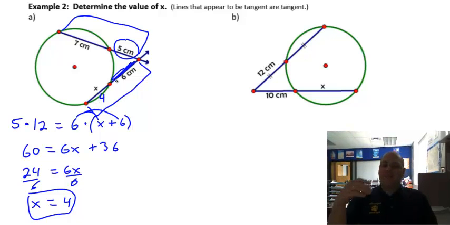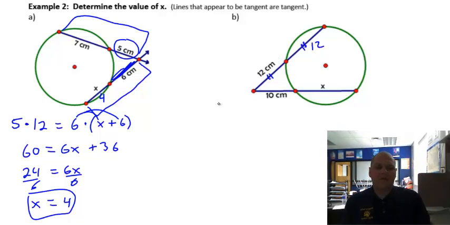You got to make sure you answer the question. Do they want the whole piece? Do they want just x? In this case, they just wanted x. How about this one here? So now I have this, but then here I have 12. And now see the little double hash mark there? That's telling you they're congruent. So if this is 12, this is also 12. This is a little trick there.